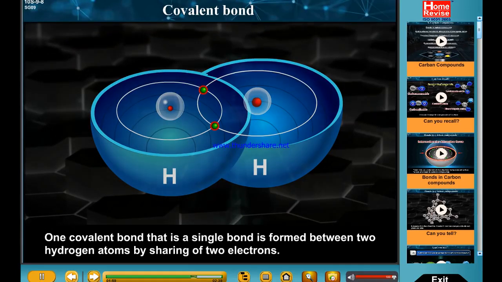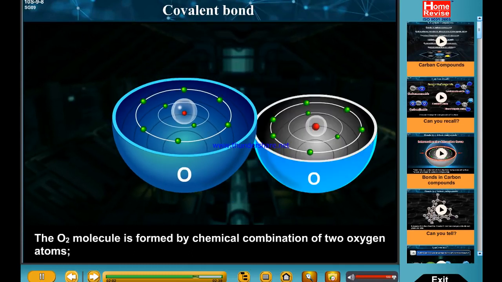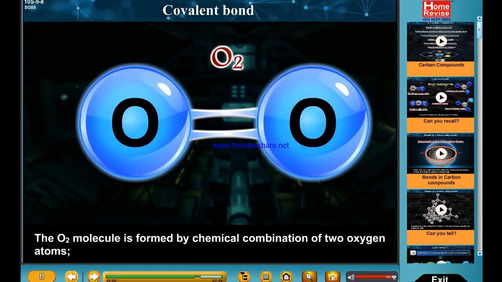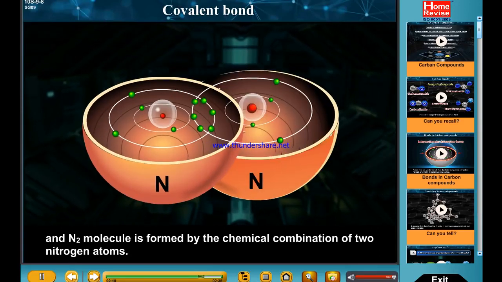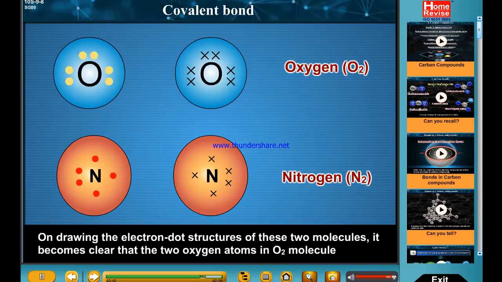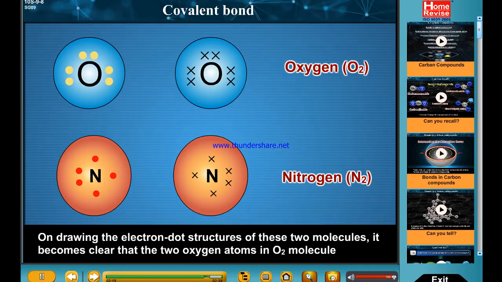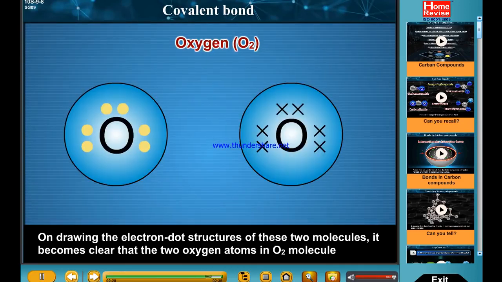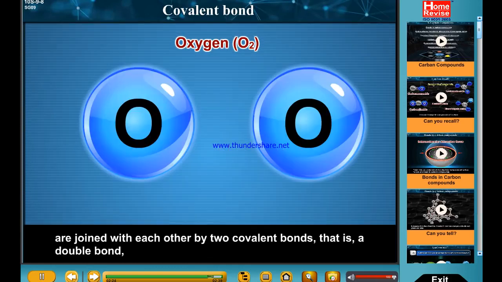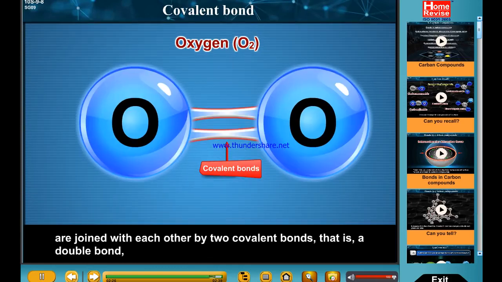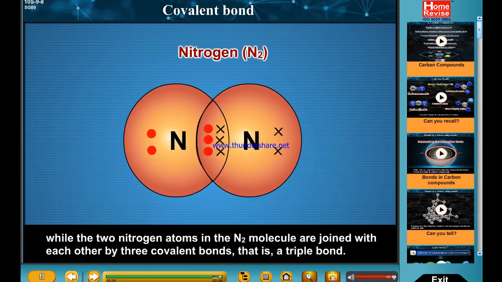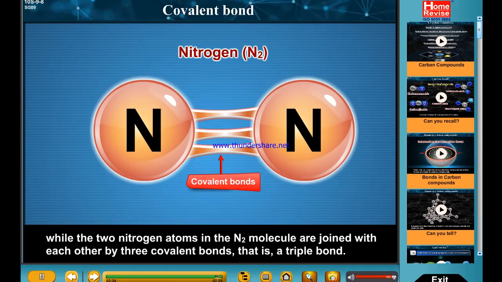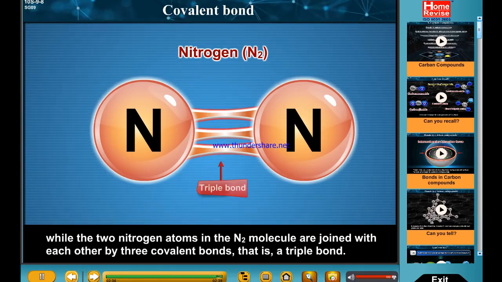The O2 molecule is formed by chemical combination of two oxygen atoms. An N2 molecule is formed by the chemical combination of two nitrogen atoms. On drawing the electron dot structures of these two molecules, it becomes clear that the two oxygen atoms in O2 molecule are joined with each other by two covalent bonds, that is, a double bond, while the two nitrogen atoms in the N2 molecule are joined with each other by three covalent bonds, that is, a triple bond.